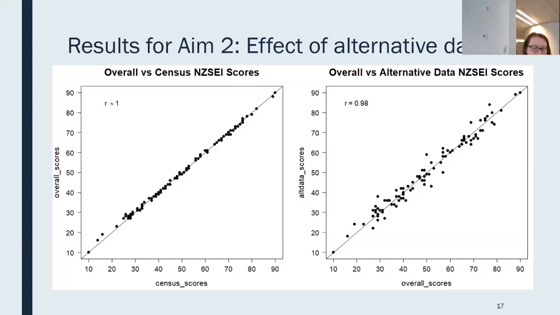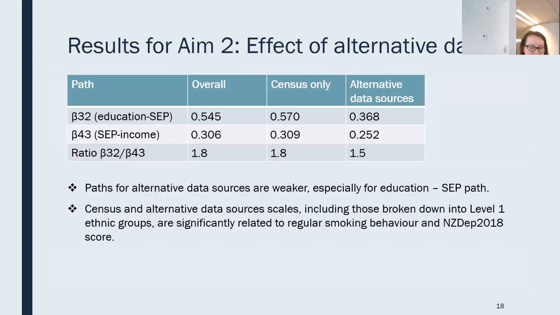So both the census-only scale and the alternative data sources scale are highly correlated with the overall scale, indicating a similar socioeconomic structuring of occupations. As you can see from the scatter plot on the left, the scores for the census cohort and the overall cohort are very similar. There are some quite large differences in the rank orderings of occupations between the overall cohort and the alternative data sources cohort, however. And the correlations between the overall scale and the census and alternative data sources cohorts, broken down by level 1 ethnic group, are all above 0.9.